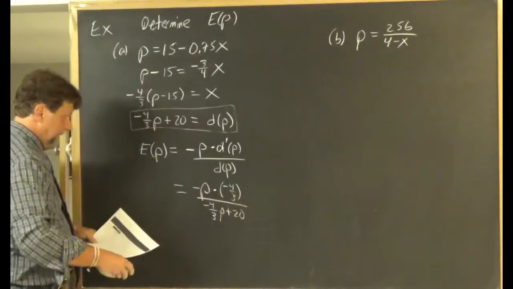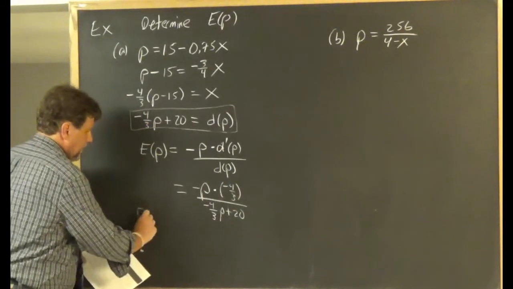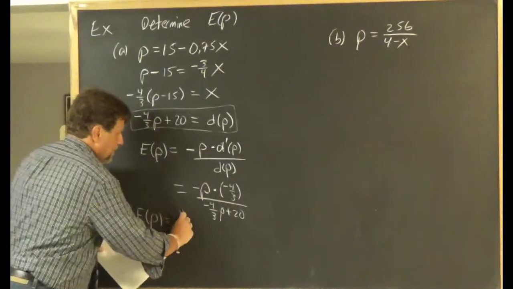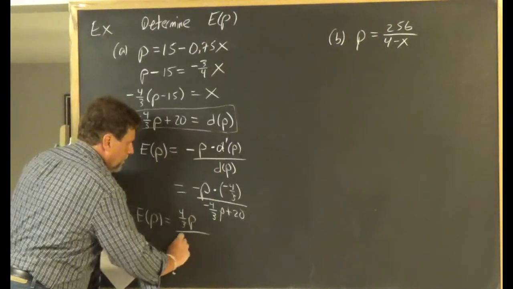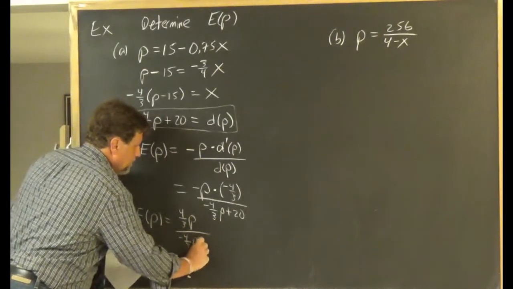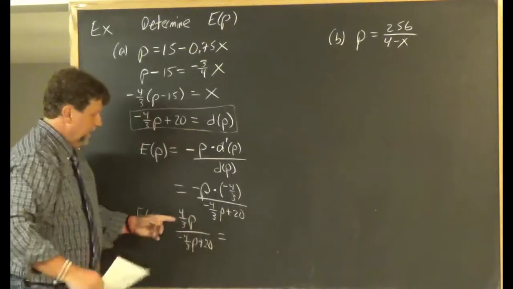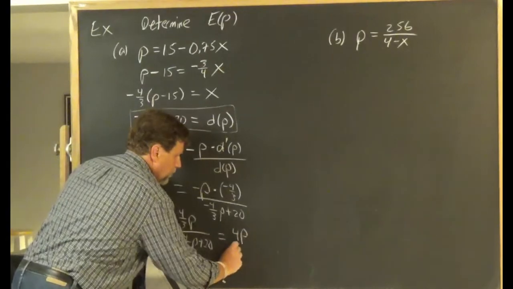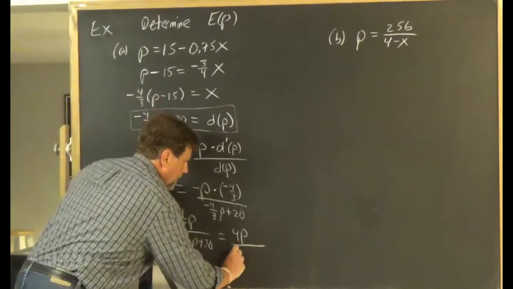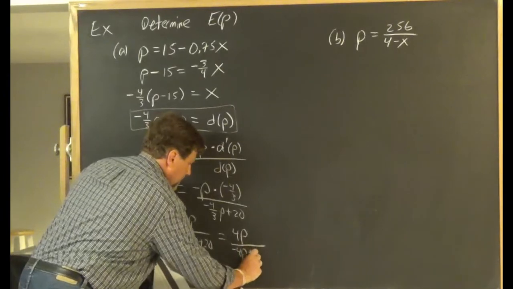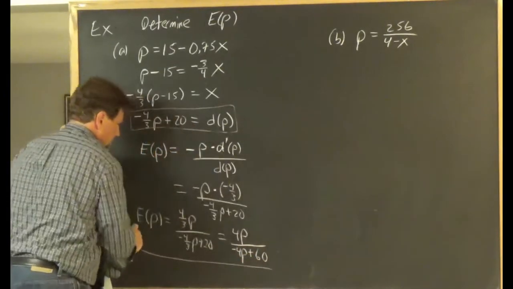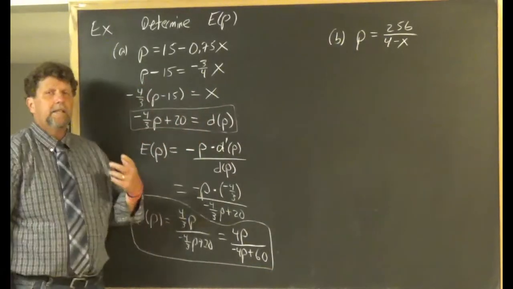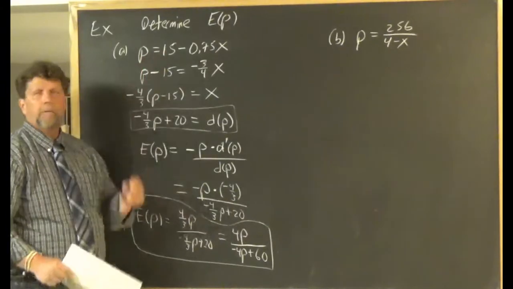And I would probably say we can multiply this together to get a positive 4/3 p over -4/3 p plus 20. And you know what? If I multiply the numerator and denominator by 3, I get something that looks a little more user-friendly. 4p over -4p plus 60. So that's E of p, the elasticity of demand, for part A.